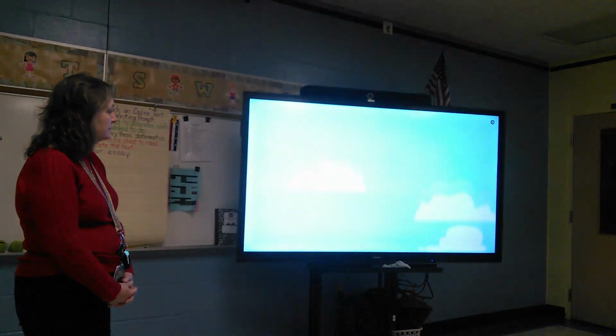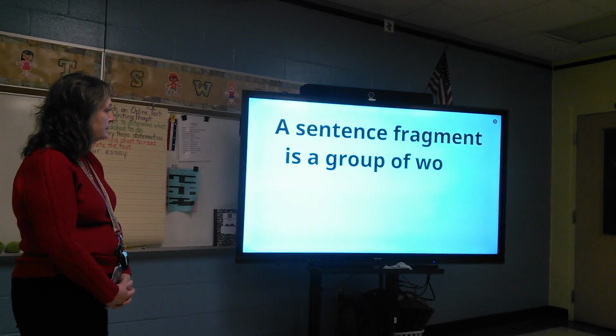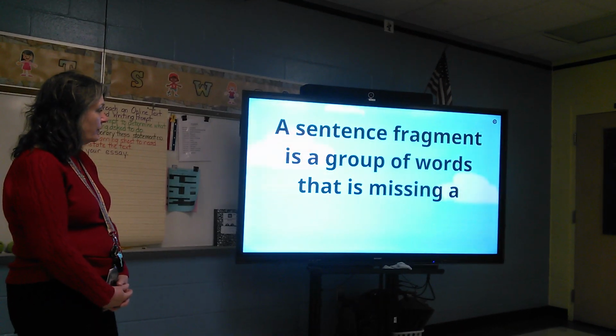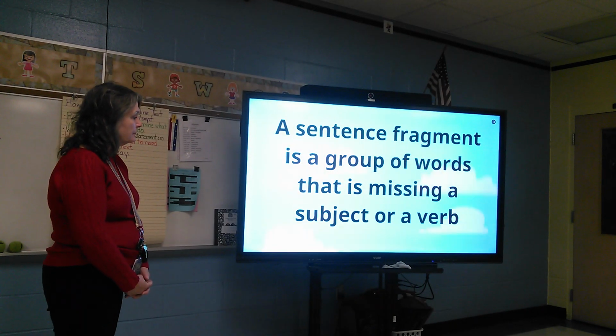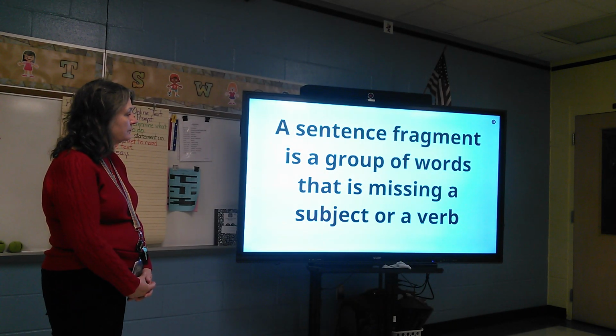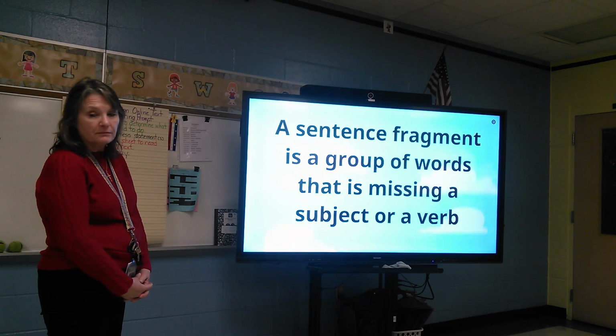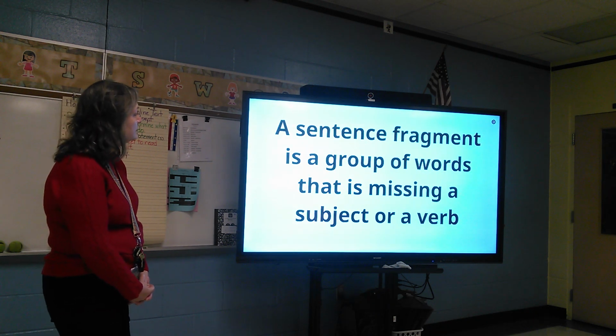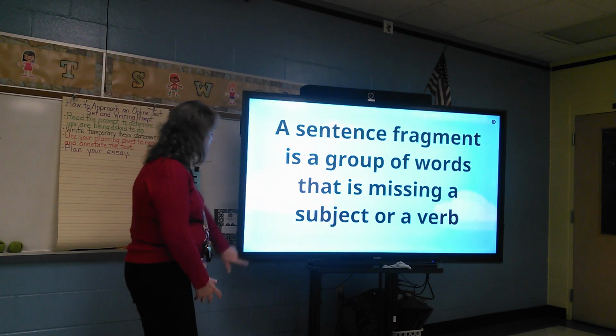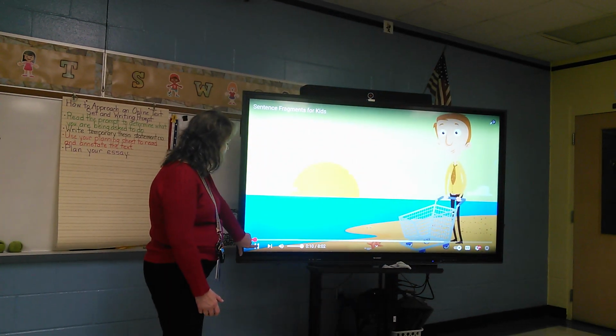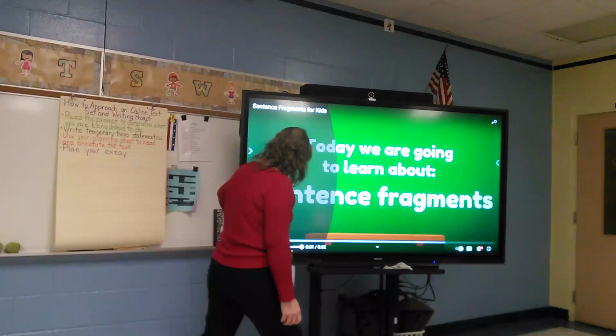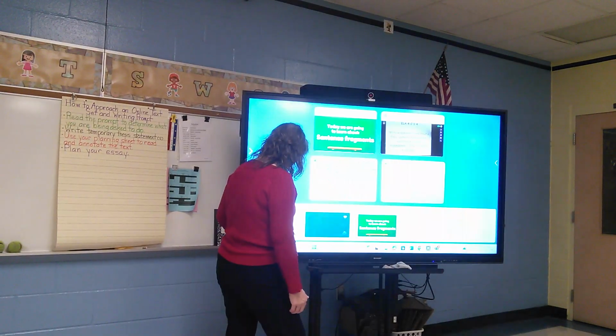A sentence fragment is a group of words that is missing a subject or a verb. That's what it's called, a sentence fragment, when it's missing something. When it's just part of a sentence, it's missing something. It's not a complete sentence, it's a sentence fragment. Okay. Whoops. I am going to go back to that part about sentence fragments.